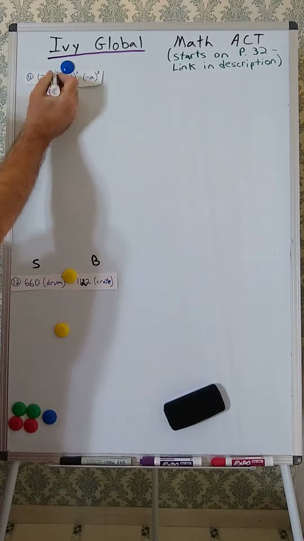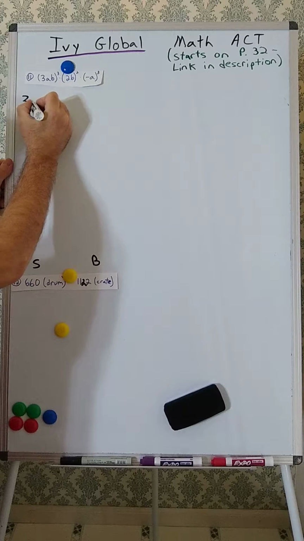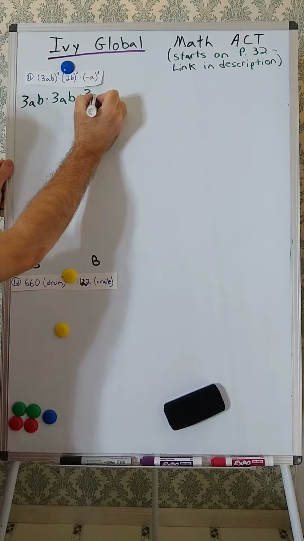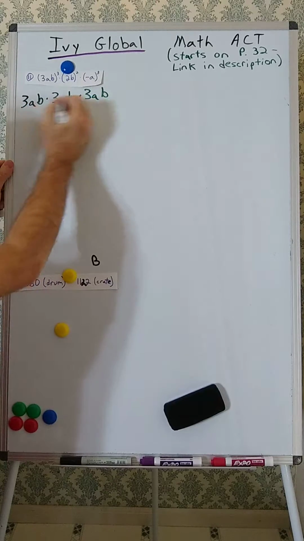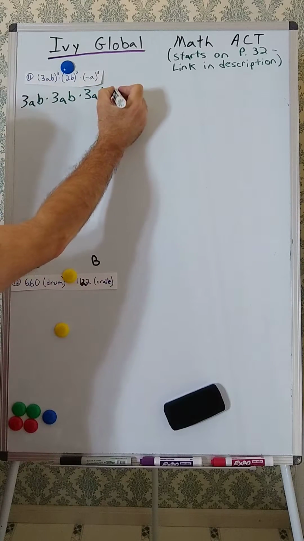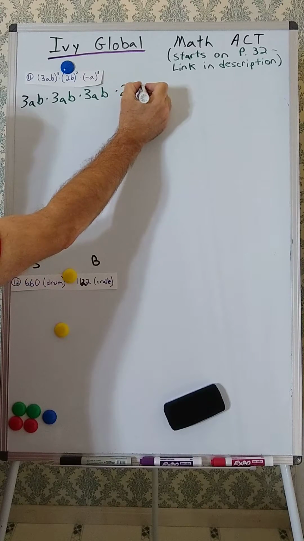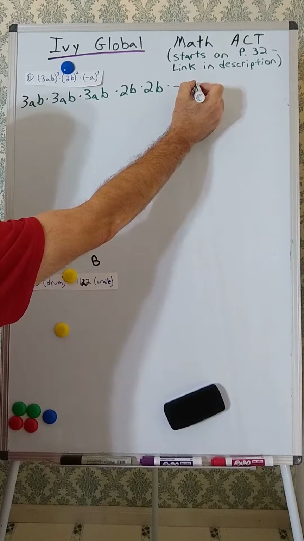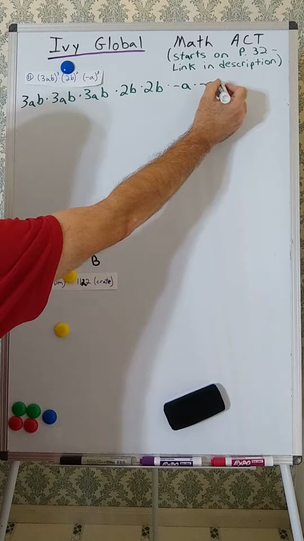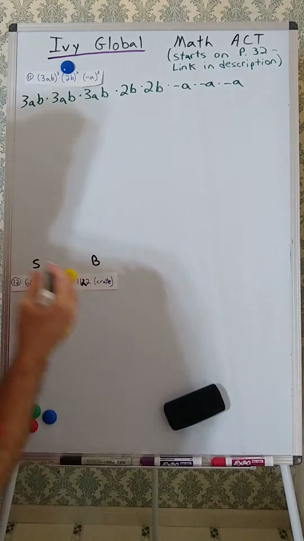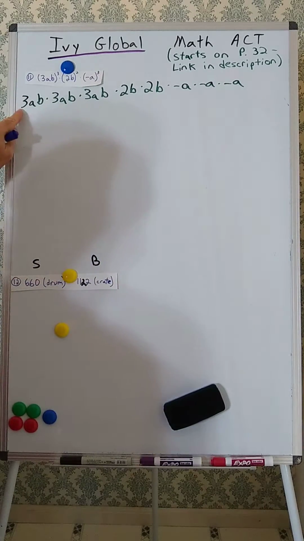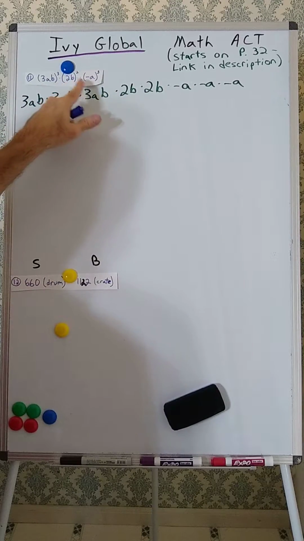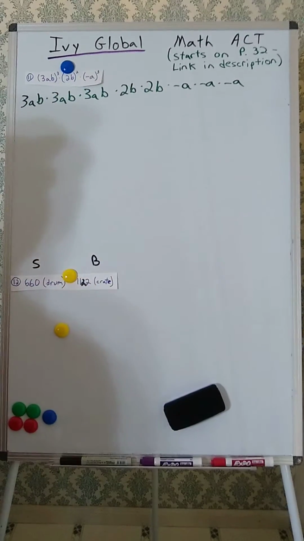So let's first use the definition of exponents. So 3ab times 3ab times 3ab are 3 factors of 3ab, times 2b times 2b, times the opposite of a times the opposite of a times the opposite of a. All right, did we write that correctly? 3 factors of 3ab, 2 factors of 2b, yeah, 3 factors of the opposite of a.